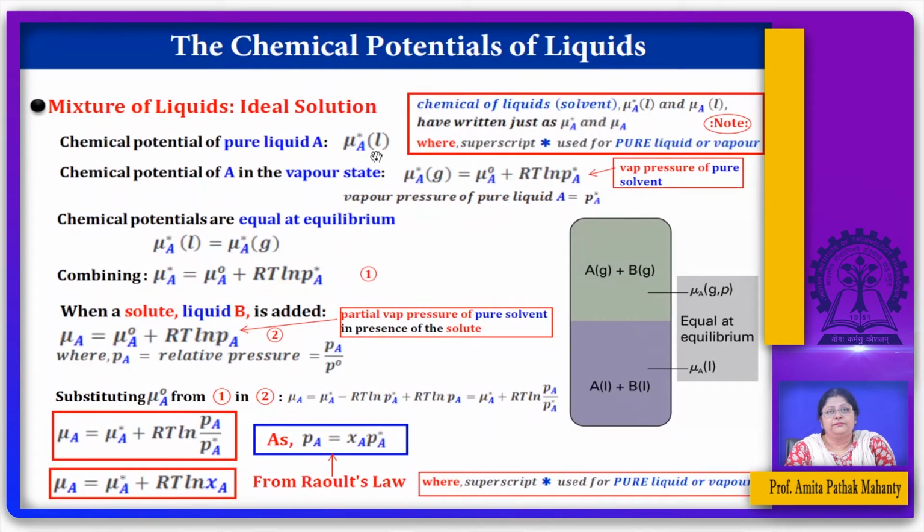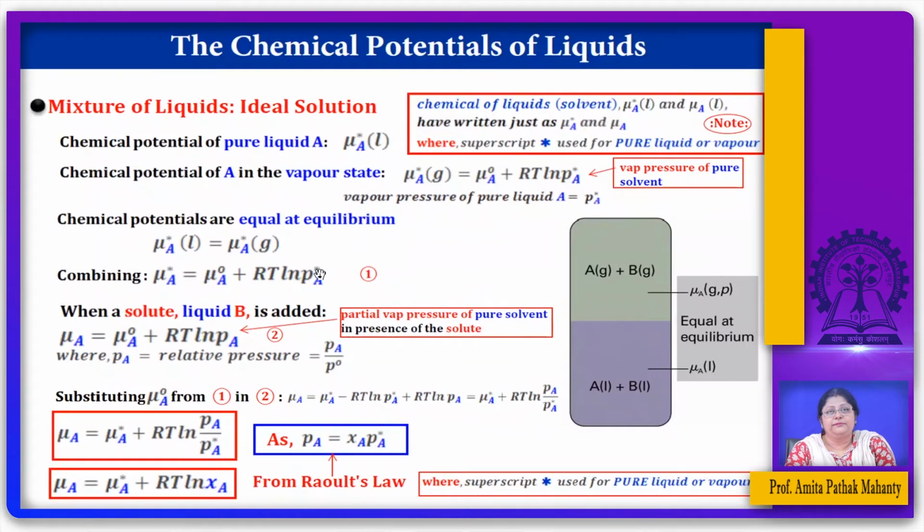And the gas phase is in equilibrium with the liquid phase. So I can equate these two equations, and if I equate these two equations, I get by combining: the chemical potential of the A species in the pure state is equal to the chemical potential of A at the standard state plus RT ln PA. And what is PA? This is the vapor pressure of that pure liquid, because till now I have not added anything. This is only for the pure liquid I am discussing. So for the pure liquid, the vapor pressure is designated by PA star.